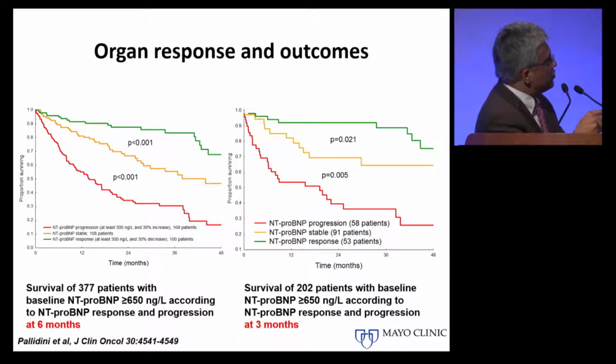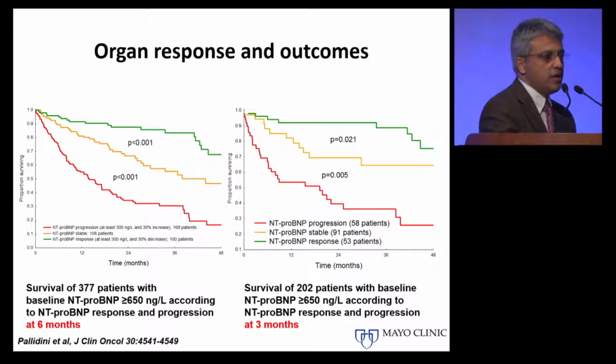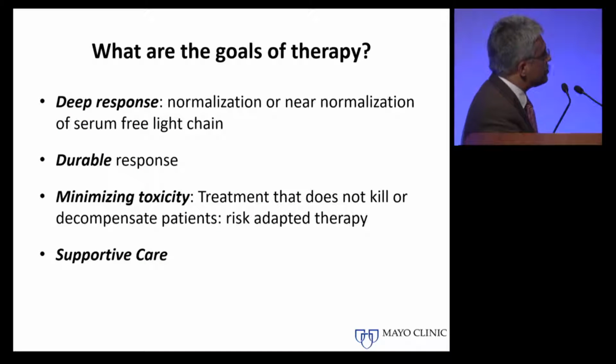Here is an example of patients who get a cardiac response. Looking at 3 months and 6 months, patients who have an NT-proBNP improvement, at least a 300 nanogram per liter or a 30% decrease, have a much better outcome compared to people who had an increase in the NT-proBNP while they were getting therapy. So both hematologic response and organ response are important. The hematologic response happens much earlier, so it tells you whether your treatment is on the right track. And once the hematologic response happens, in most of these patients you will also see an organ response.